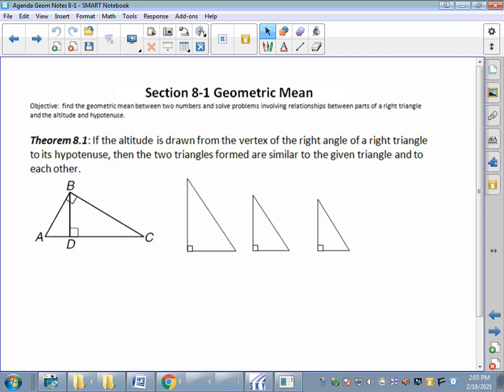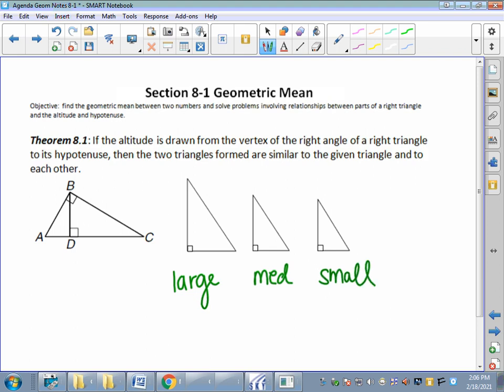If we draw an altitude from the vertex of a right triangle to its hypotenuse, then the two triangles formed are similar to the large given triangle and to each other. So I drew three triangles here, the large, the medium, and the small. I've rotated or reflected them so that they're all kind of looking in the same shape. So same shape, different sizes, right? That's similar. We know this from chapter 7.